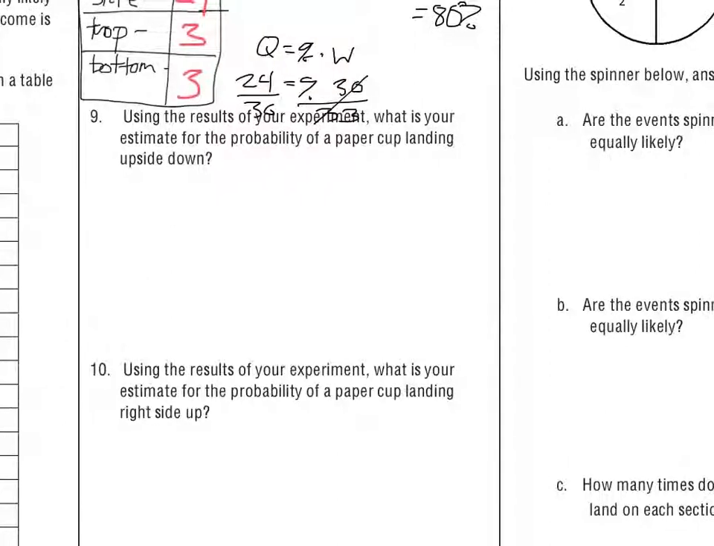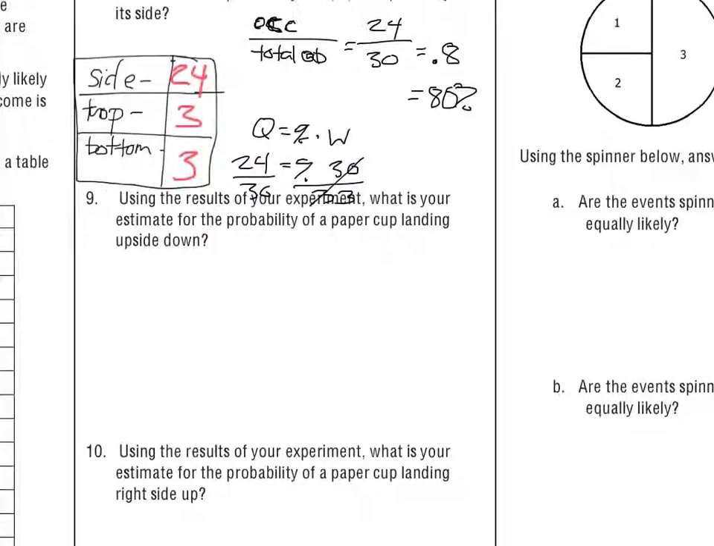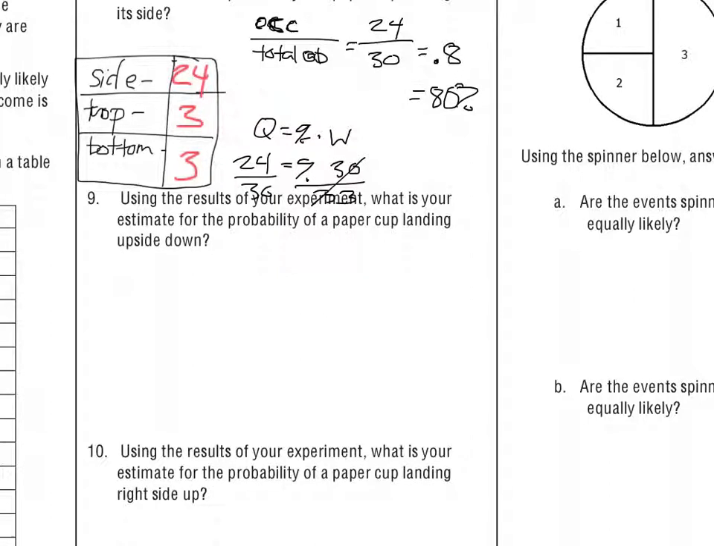Looking at the next one, estimated probability for the cup landing upside down. For me, that's the same thing as it landing on its top. So again, our occurrences in this particular case over our total observations. Again, you can use the Q equals percent times whole equation too. 3 over, sorry, my total observations is 30. Total observations is 30. And so that's 0.1 or 10%.